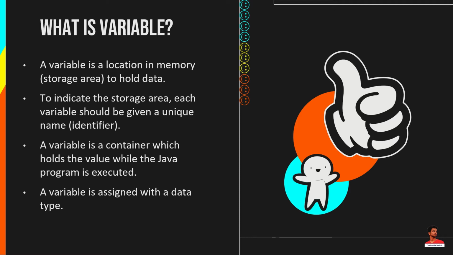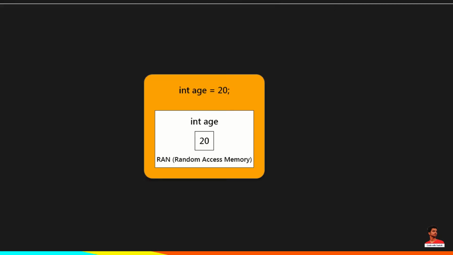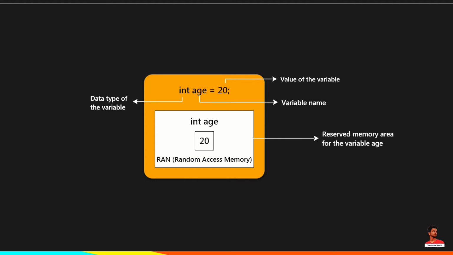A variable is the name of a reserved area allocated in memory. In other words, it is a name of a memory location. It is a combination of vary plus able, which means its value can be changed. Here we have an example of variable declaration and its memory allocation. In this example, int is the data type of the variable, age is the variable name, and 20 is the value of the variable. Memory area for the variable age is reserved in RAM.